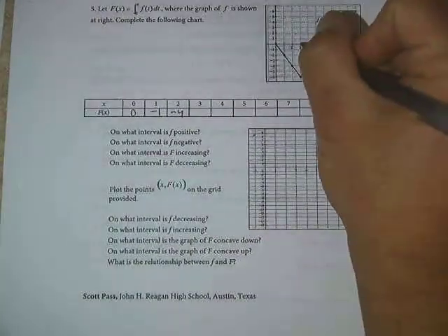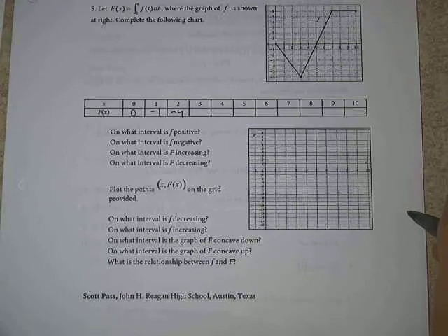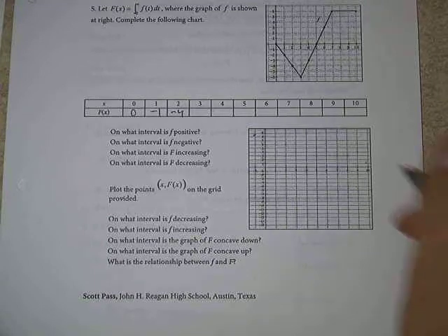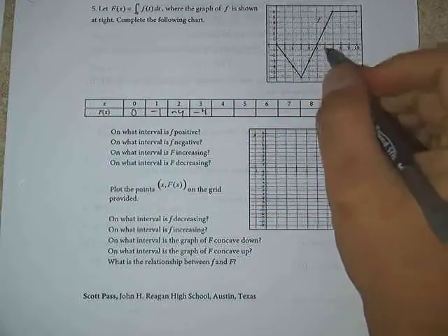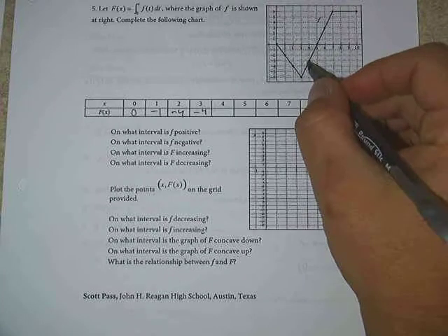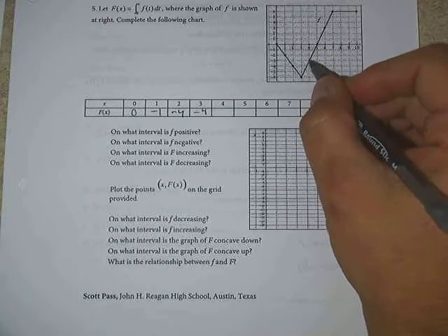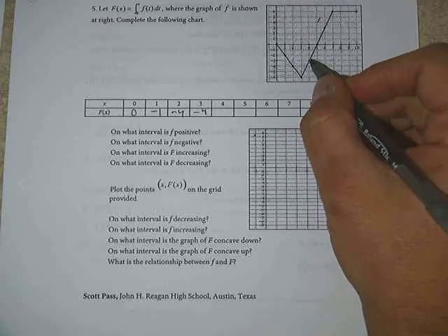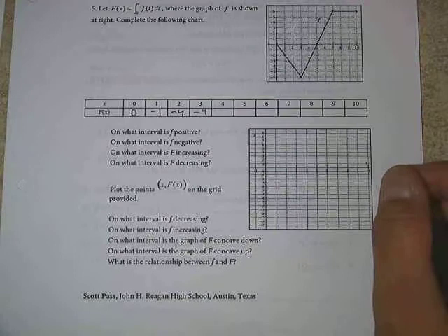0 to 1, we'd have a 1 by 2 triangle. A 1 by 2 triangle is going to be negative 1, below the x-axis. 0 to 2 would be a 2 by 4 triangle. A 2 by 4 triangle would be negative 4. A 3 by 6 triangle would be 3 times 3, which would be 9. So that would be negative 9.